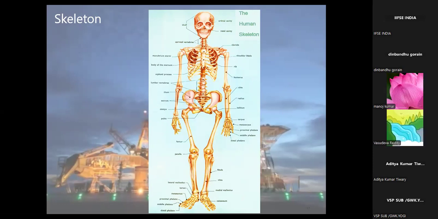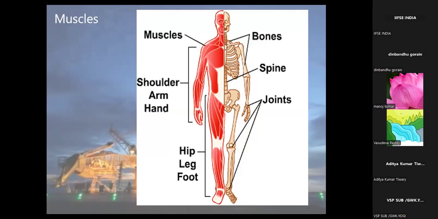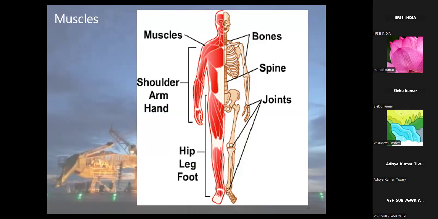206 bones. And muscles? 639. See, some books say 639. If you Google, you get 639, 640, 650. So from 630 to 650, different books give different information. But you can take 630 as the standard.